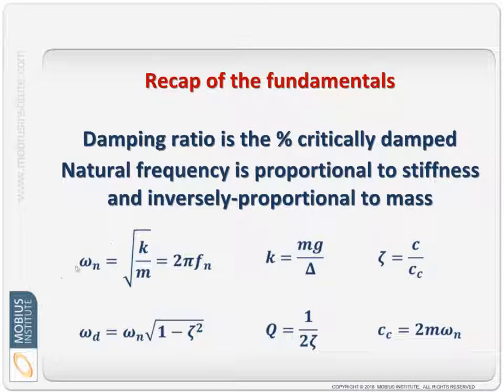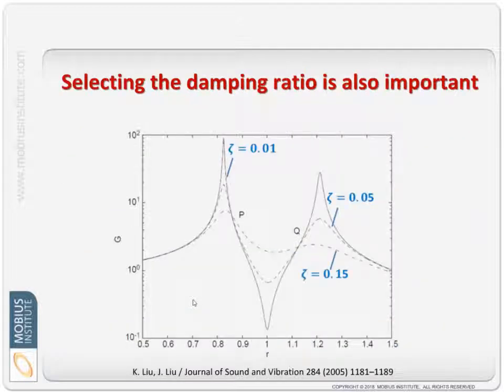The natural frequency, either in hertz or radians per second, is directly proportional to the stiffness, and inversely proportional to mass. So we need to know what it means to be critically damped versus underdamped and whatnot, because we want to control the damping depending on the application.